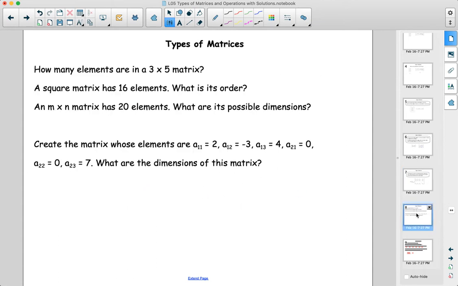All right, now I'm going to get you to answer these questions. How many elements in a 3 by 5 matrix? I'm not going to read them to you. I just covered a bunch of definitions. How about you answer these questions? Again, a time to ponder, pause.